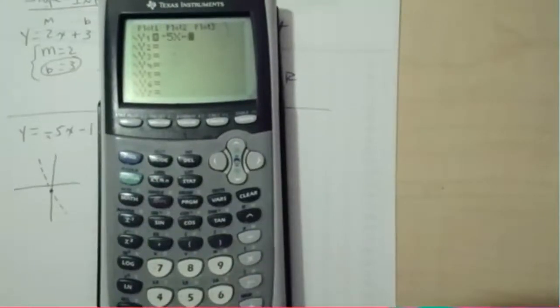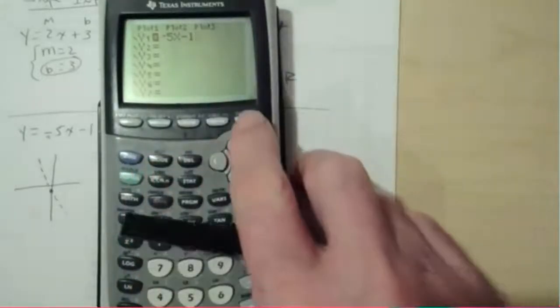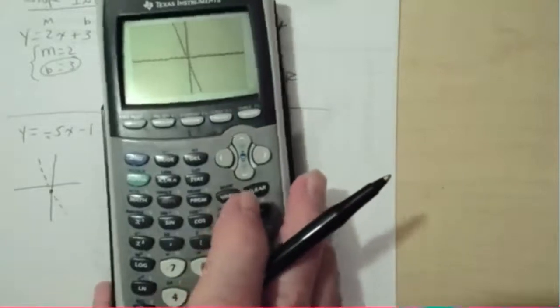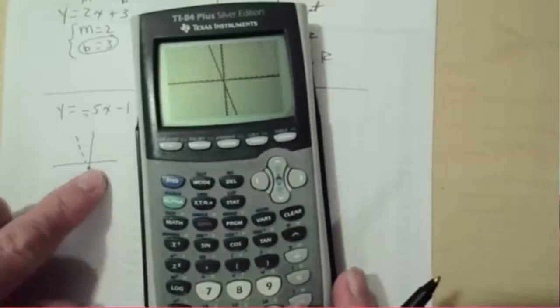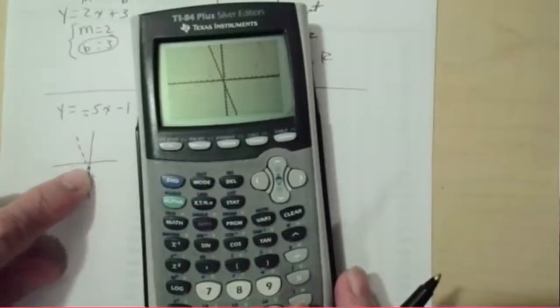Now we go to graph. See if it looks anything like the one I just drew. See, even as bad as my drawing is, you can see we're right. That's a fairly steep negative slope, goes down to the right, and crosses the y-axis at negative 1. So we are right.